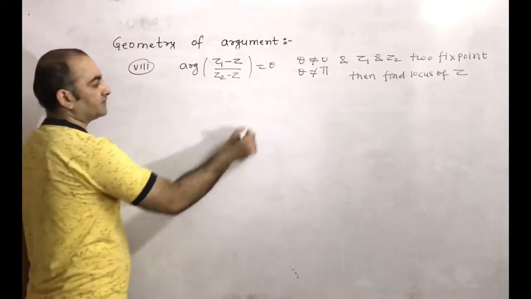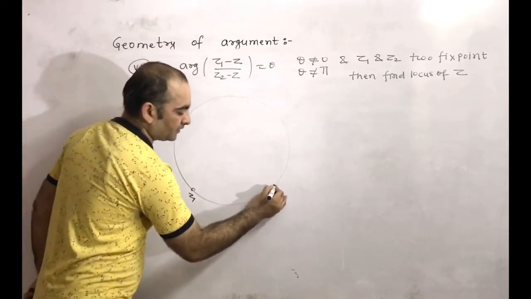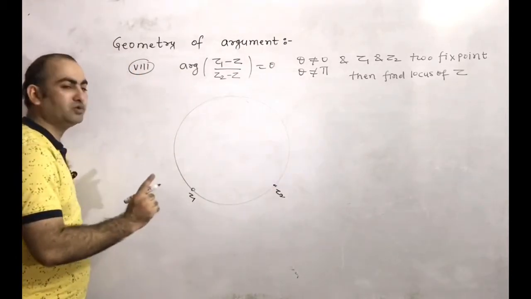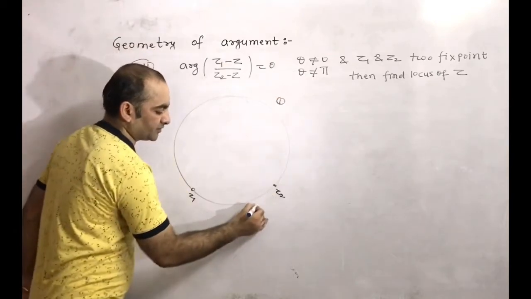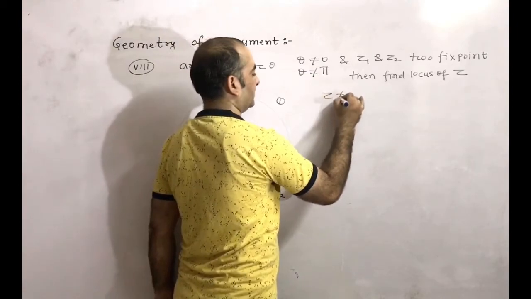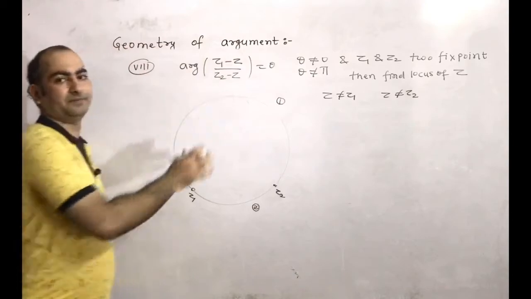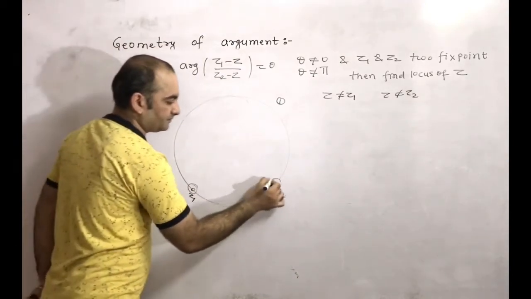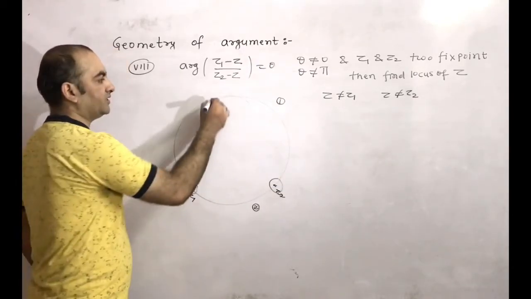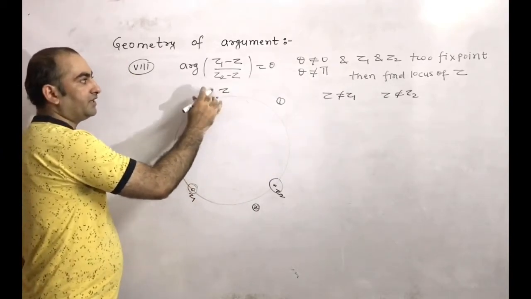So we are taking a circle. Suppose this is z1 and this is z2, and z lies on this circle. So there are two portions, first portion and second portion. From here we can say z is not equal to z1 and z is not equal to z2, otherwise this one is undefined. So these two points are not possible. First we are discussing if z lies in first portion. Suppose z is here. So if z lies in first portion, then first we are drawing this one.